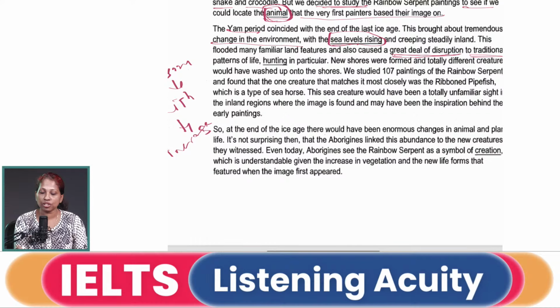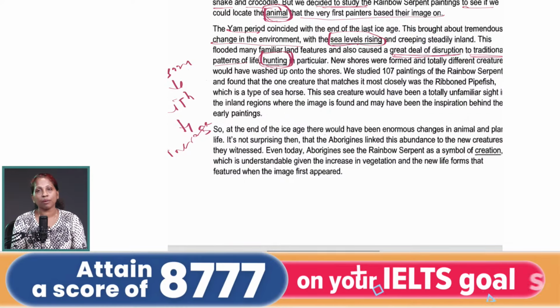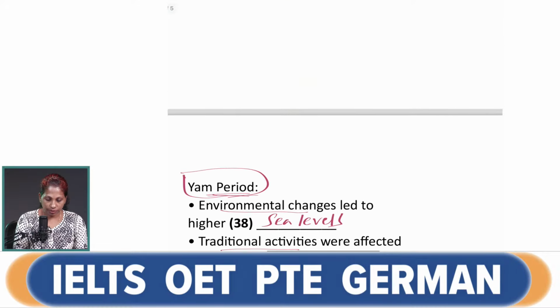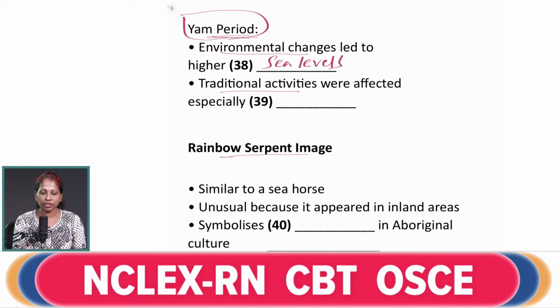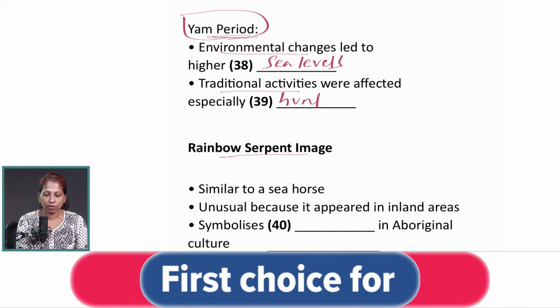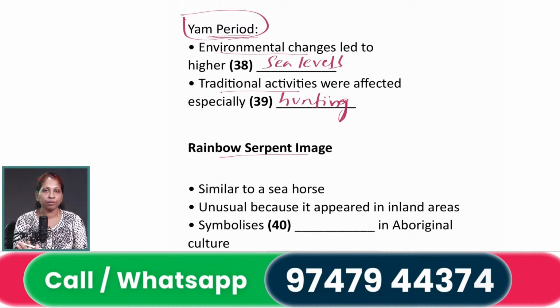We are looking for something traditional, patterns of life. Hunting in particular. So what was the change that happened? The effect, the traditional change, happened in hunting. The process of hunting. So the answer for that will be traditional activities were affected, especially hunting. Okay. Right. So that completes the information about the Ice Age period notes.